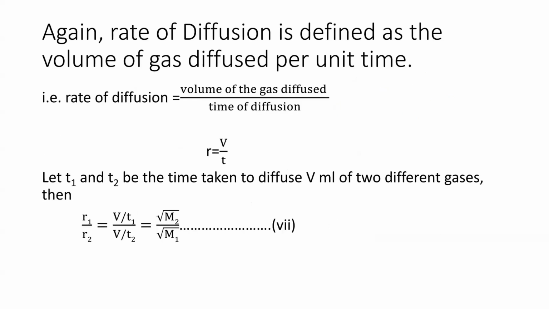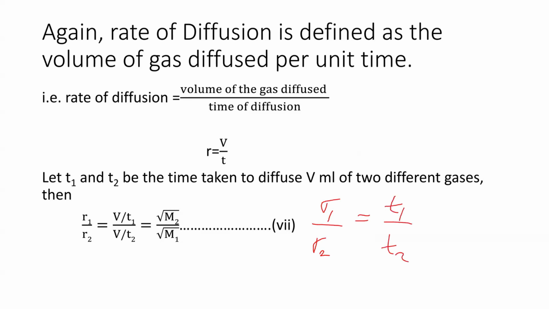Again, the rate of diffusion can also be defined as the volume of gas diffused per unit time. So the rate of diffusion is the volume of gas diffused divided by the time of diffusion. Let T1 and T2 be the times taken to diffuse the volume in mL of two different gases. Then we have a formula like this: R1 all over R2 is equal to T2 all over T1.